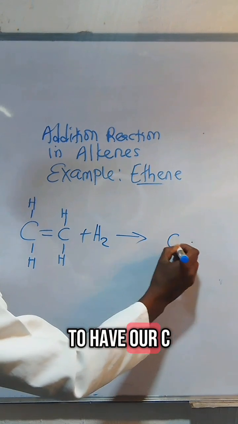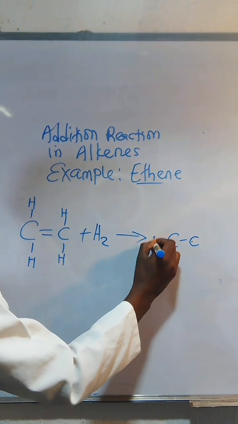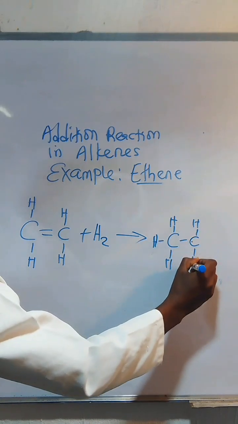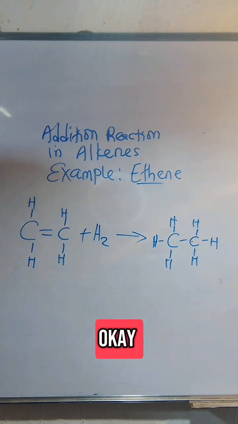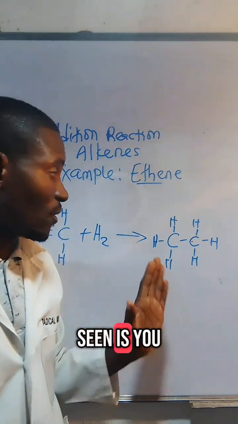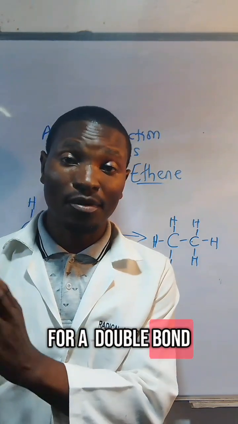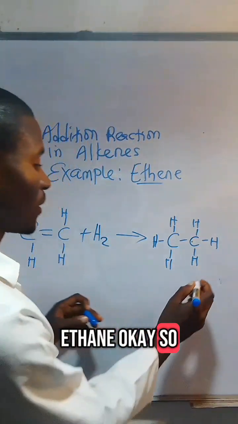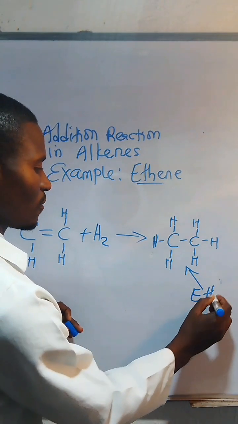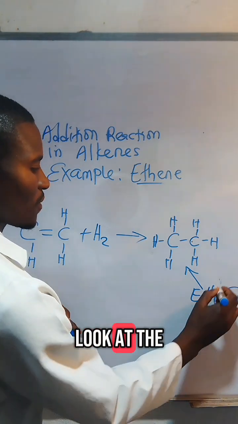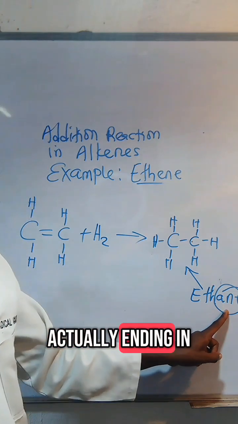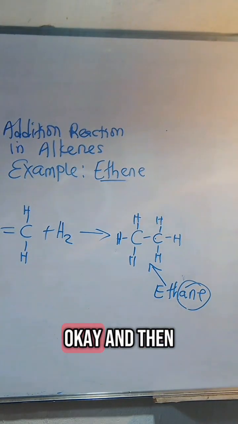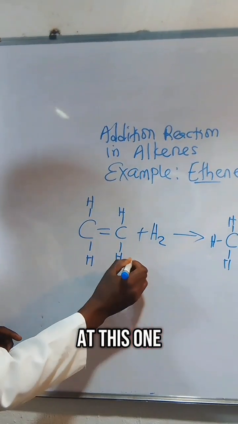Okay. Now, what you've seen is you have now obtained from a double bond ethene a single bond ethane. Okay, so now when you look at the suffix, it is actually ending in ane.